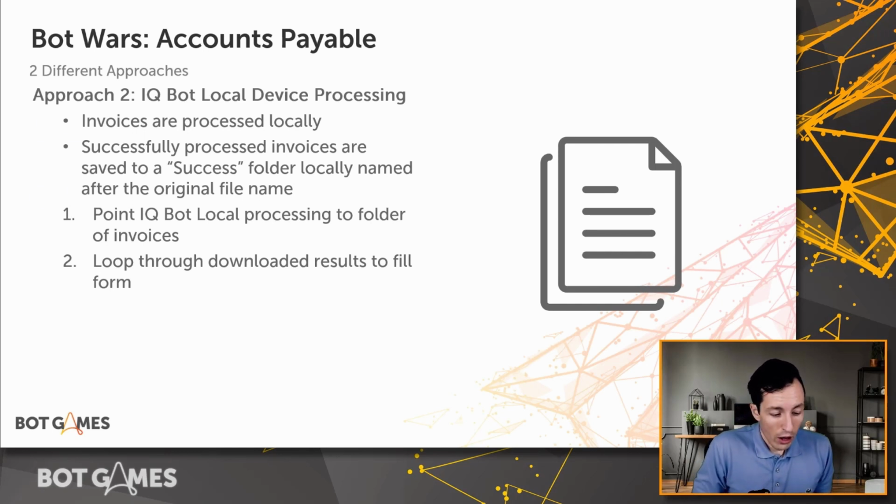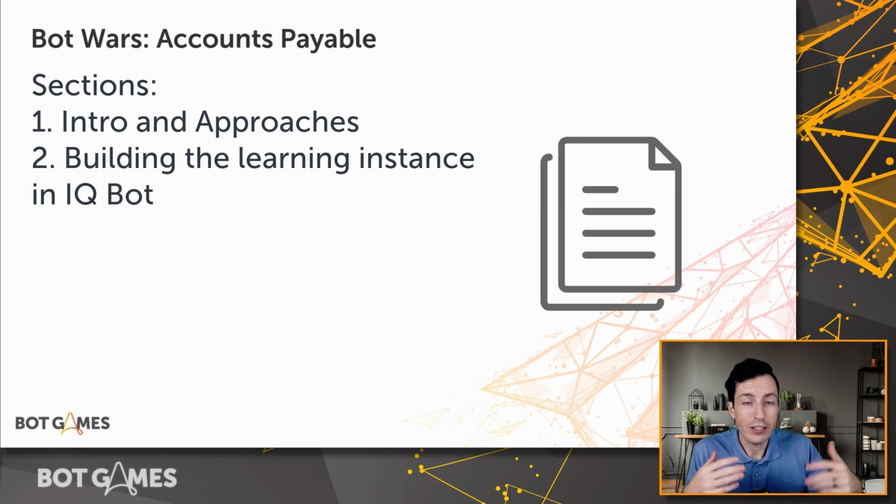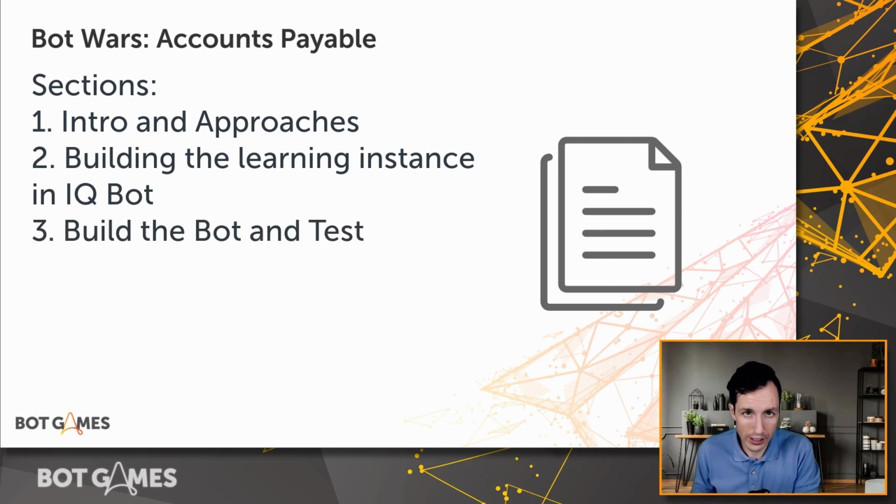Okay, so we're going to divide this video into a couple different sections. The first section here was just talking about our approaches and our intro. The next section, we're going to jump into actually building the learning instance. If you haven't done that before, hang with me on this because I'm going to show you how to do it in Community Edition, but the process is the same if you're doing it in Community Edition or on Enterprise. Once we have the learning instance on IQBot built, then we'll go over to actually start building the bot and starting to do our testing, okay? So that's the third component or third piece of this. So if you want to break it up and you already know how to do the learning instance and you're comfortable with that, you can skip ahead.